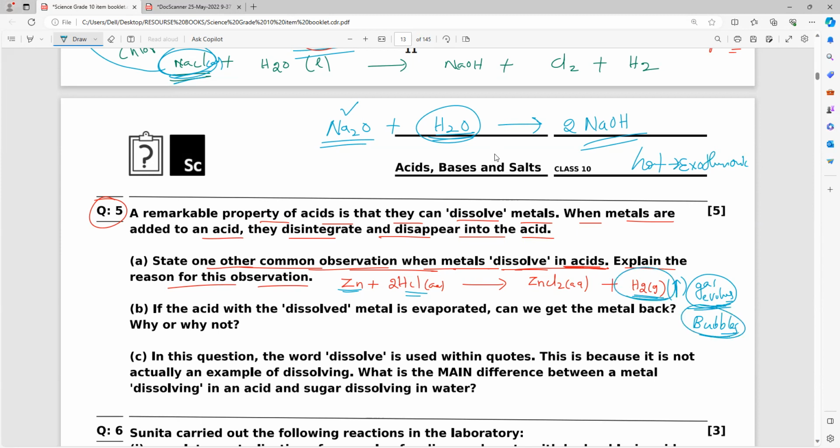So any one thing you can write, you will get the mark. But explain the reason they are asking. Without reason, the mark is not given. That is also very important. Okay, so remember that. Next, second one.